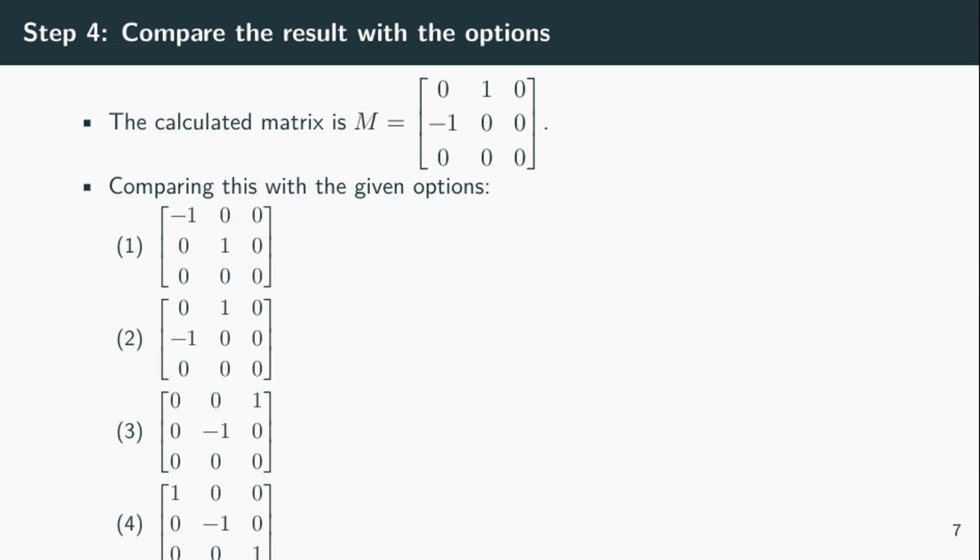Finally, step 4. We compare our result with the options given earlier. Our calculated matrix M is this one with 0, 1, 0 in the first row, minus 1, 0, 0 in the second row, and 0, 0, 0 in the third row. Let's look at the options again. Option 1 is different. Option 2 is 0, 1, 0, minus 1, 0, 0, 0, 0, 0. Hey, that matches exactly what we found. Option 3 is different. And option 4 is also different. So our calculated matrix M matches option number 2.